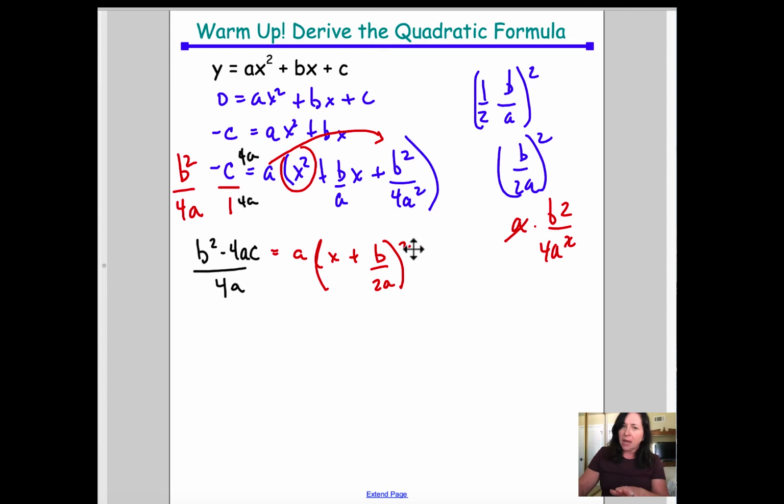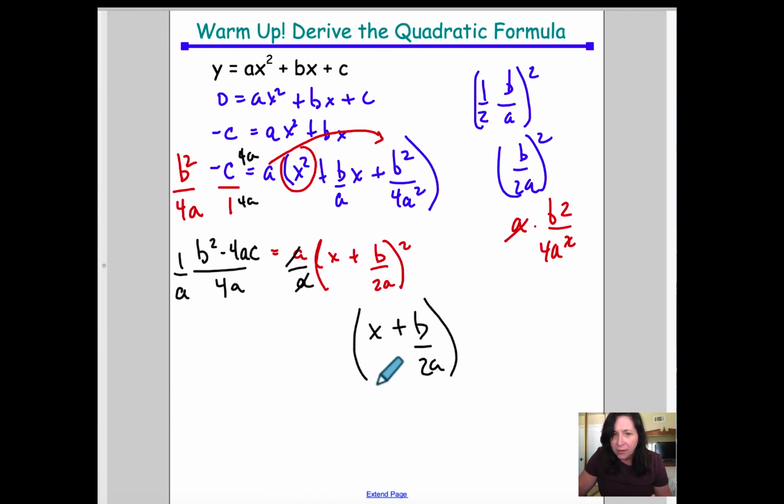Now we're going to get rid of this a, because ultimately I'm going to square root both sides to isolate the x. So in order to do that, I need to divide by a. In dividing by a, multiplying by 1 over a, these are going to cancel. On the right-hand side, I get x plus b over 2a, squared. And on the left side, I'm going to get b squared minus 4ac all over 4a squared.